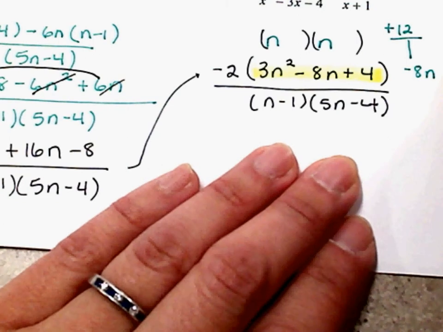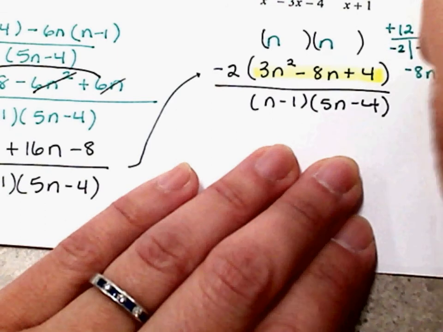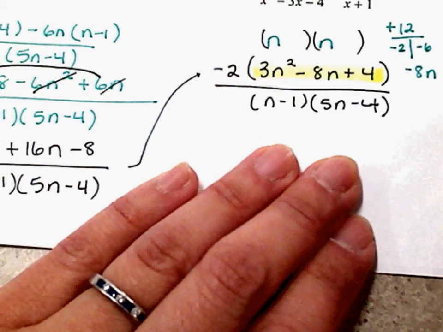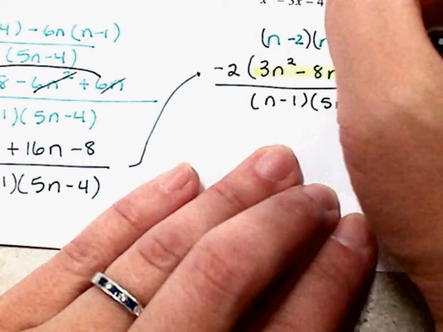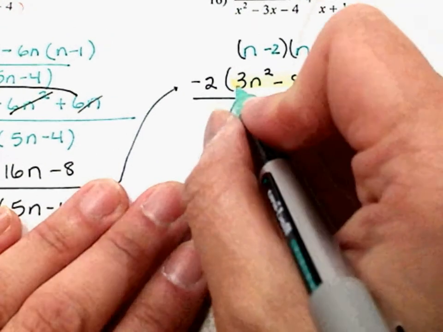How about 2 and 6? Don't they multiply to give you positive 12? Do they add to give you 8? Yes. Negative 2, negative 6. Okay? 3 times 4 is 12.